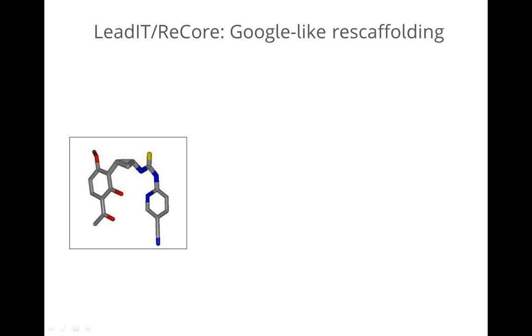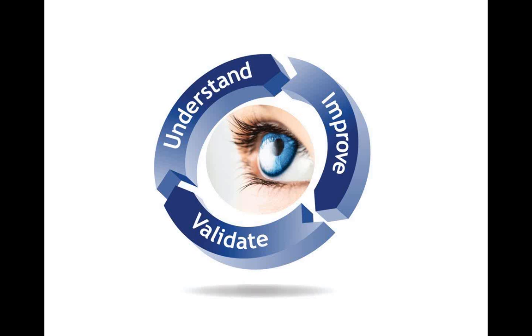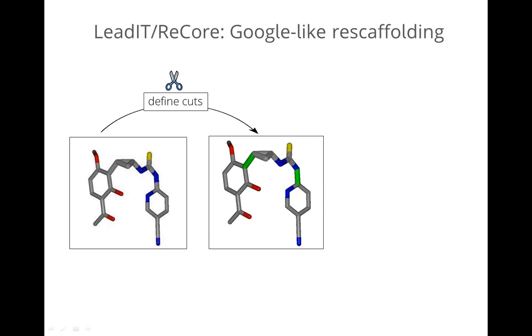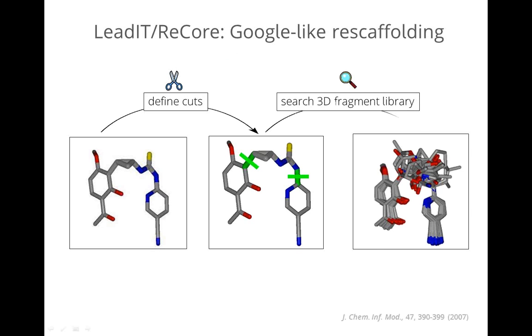So the improvement part can be done with LeadIT Recore. It's really like a Google type rescaffolding. The team of computational and medicinal chemists together defines which bonds to cut towards a certain core. And once this has been done, they just click a button, and the software displays within a few seconds suggestions how to fill that gap that has been created here with a single rigid fragment that simply makes the connectivity to these residues that have been left where they are.